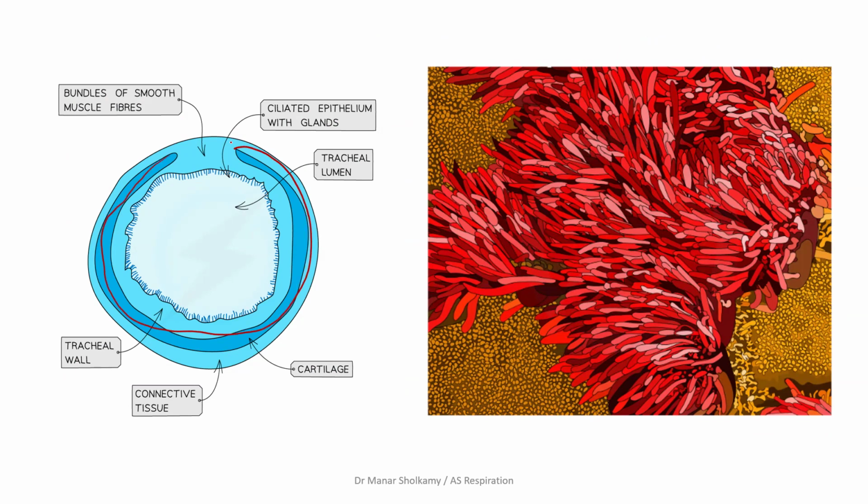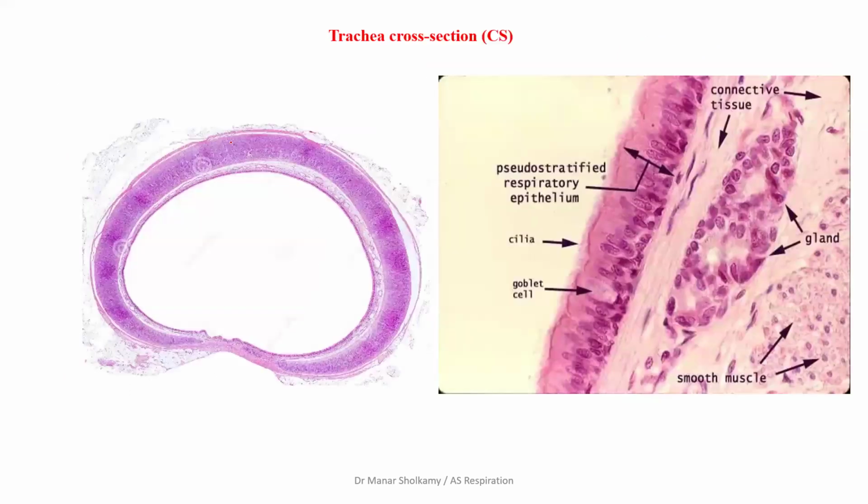Now, when you have an incomplete C-shaped ring, it's a trachea or a bronchiole or bronchi. We have cartilage in the trachea that is in the form of incomplete C-shaped rings. This is a what? Very obvious. What's this? You have an incomplete C-shaped cartilage here. This is the trachea, okay?